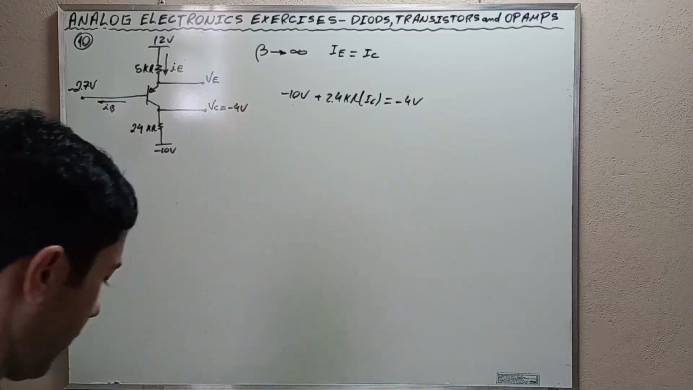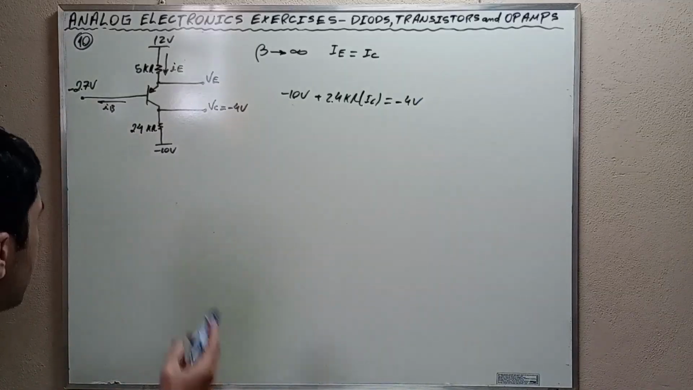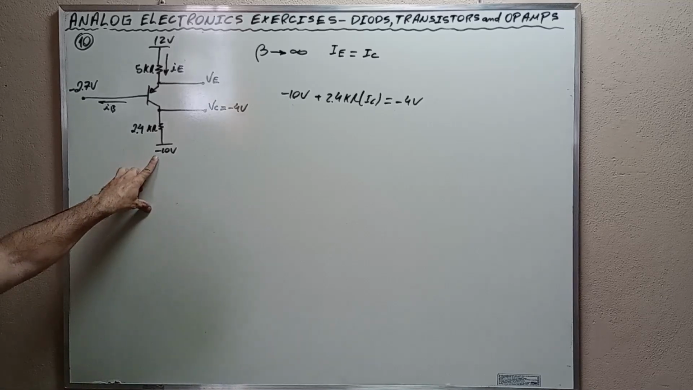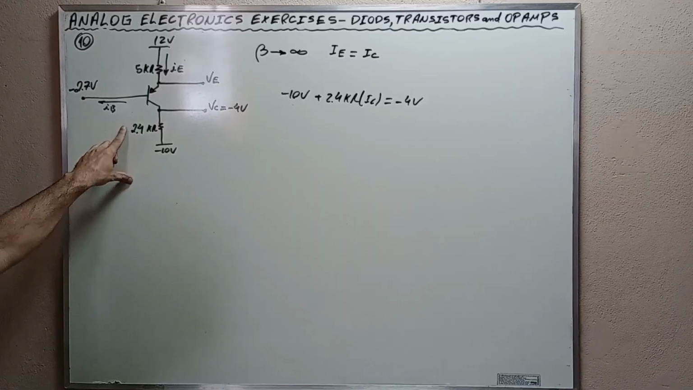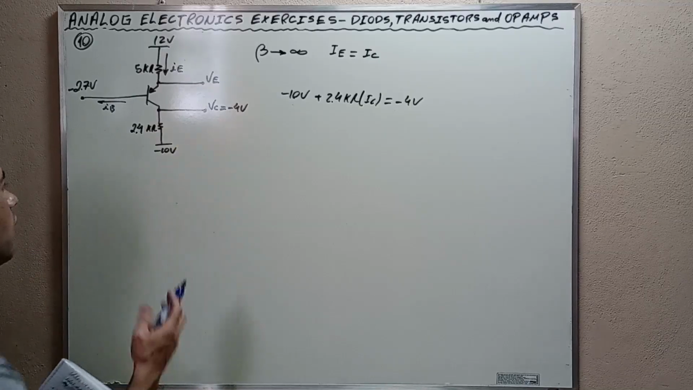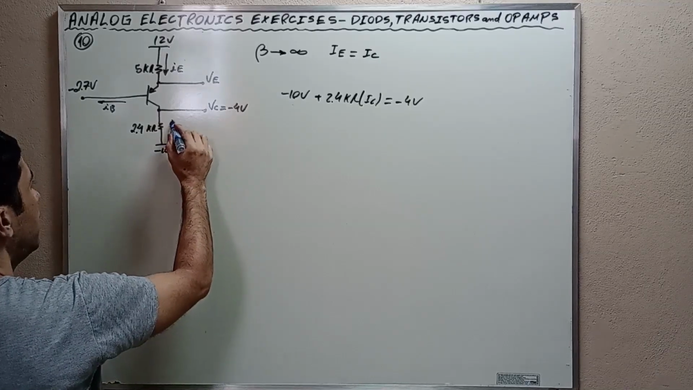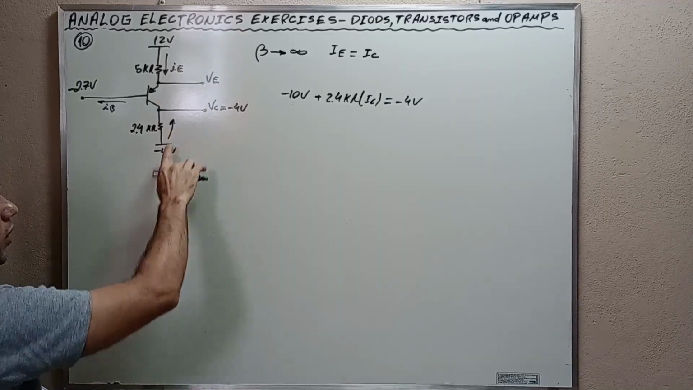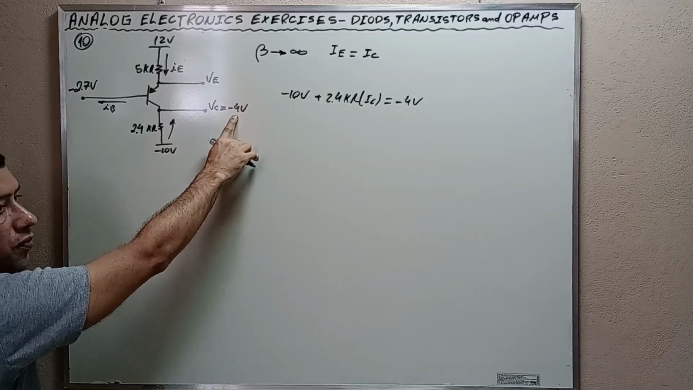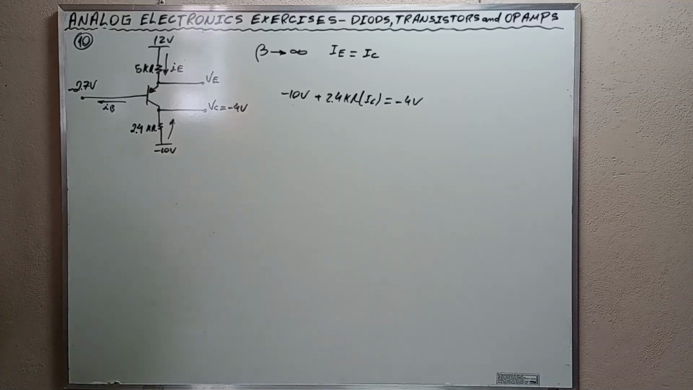Okay? Here it is not 24, it is 2.4. Alright? And negative 10 volts plus this voltage drop has to be equal to this voltage here. We have a voltage drop here. This voltage drop plus the voltage of this source has to be equal to negative 4 volts. Alright, my friends?